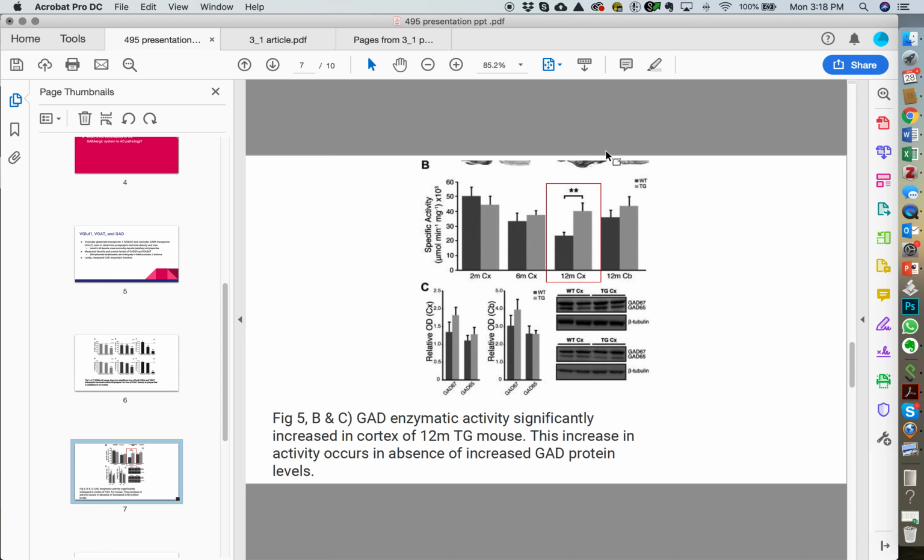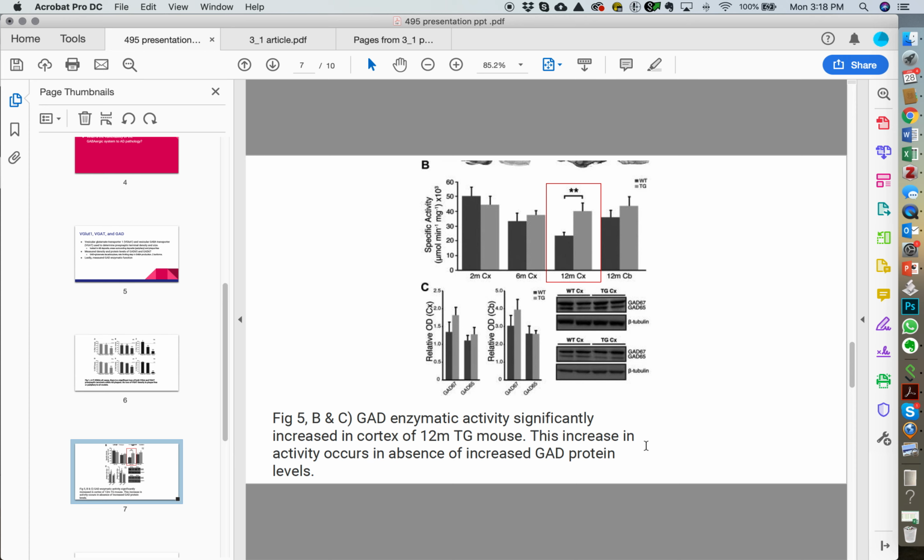And so in a mouse model, they were able to show that the activity of this particular enzyme is upregulated in the Alzheimer's model in the mouse, versus here. So they direct our attention to one particular point out of this whole figure to help bring that point home. So here, the GAD enzymatic activity significantly increases in the cortex of the 12-month transgenic mouse.